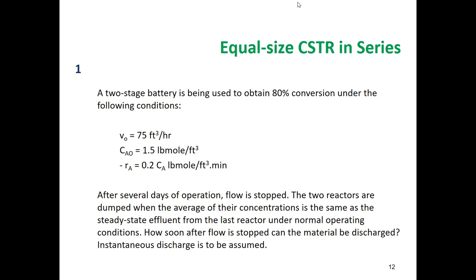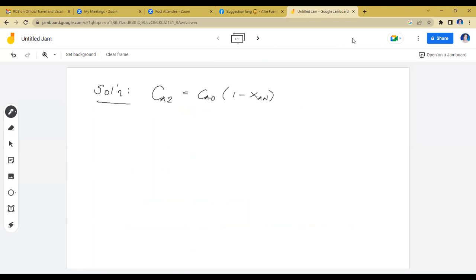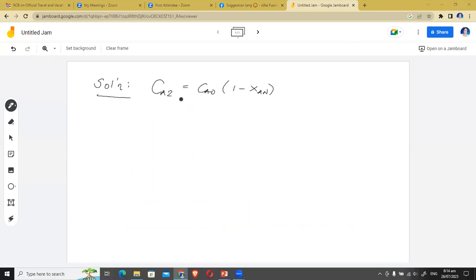So that is why if we go back to our Jamboard, I hope you can see the Jamboard, we have this particular formula. The concentration of the effluent or the stream leaving the second reactor is equal to the initial concentration times the quantity 1 minus xAN, where xAN is the overall conversion. So if we will substitute values now to this, your CaO is 1.5 mole per cubic feet, and you're going to multiply it to 1 minus 0.80, the conversion for the system. So this will give you a Ca2, which is 0.3. Of course, having the unit of pound mole per cubic feet.